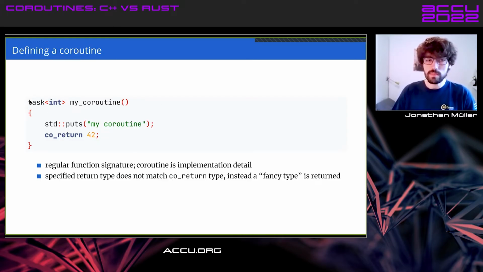You also see that the specified return type here, Task<int>, which is also the type you get when you call my coroutine, doesn't match the type returned here. So we're returning an int, but the function return type isn't Task<int>. So there's some sort of mismatch and we're returning a fancy type instead.